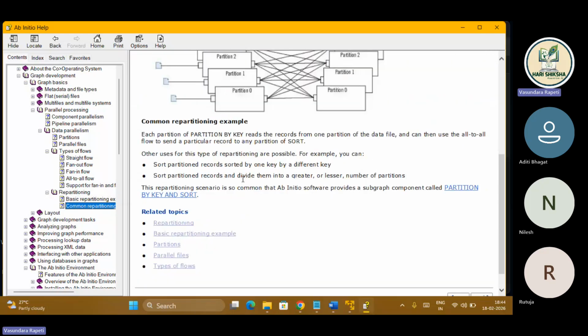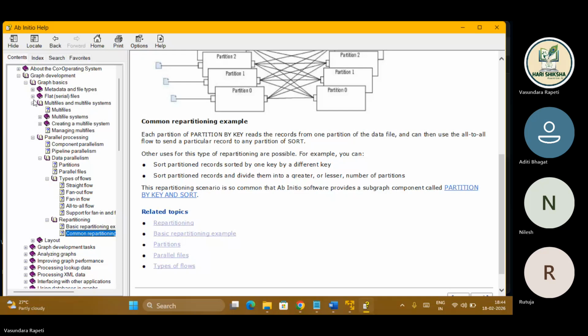Yeah, it's working, right, Aditi? No, it's not working. It is giving an error. You can send me, okay, we'll discuss this after the session. Yes, sure. Right.